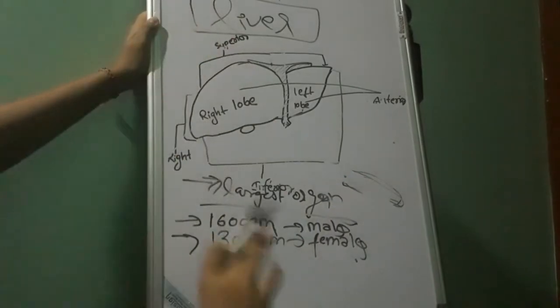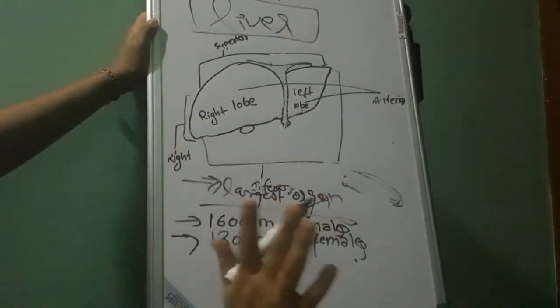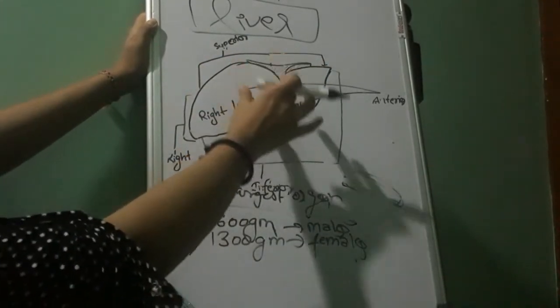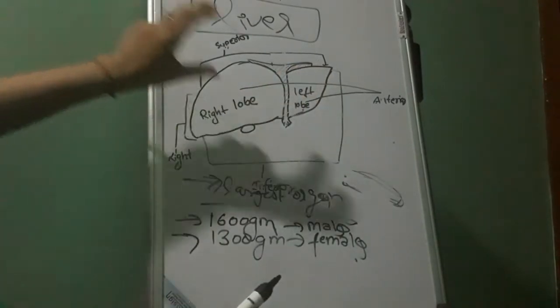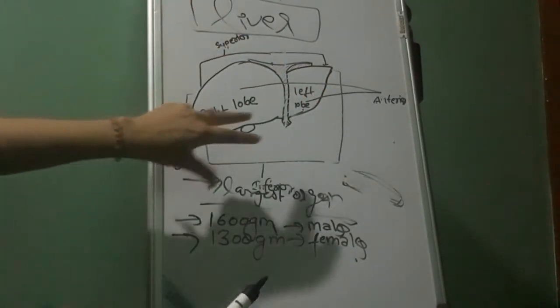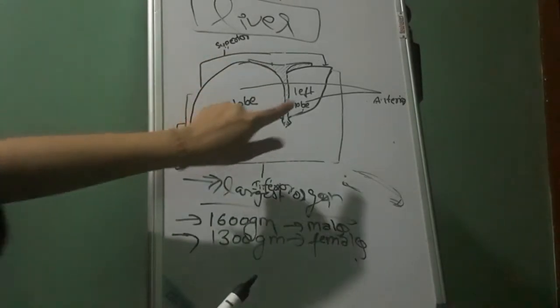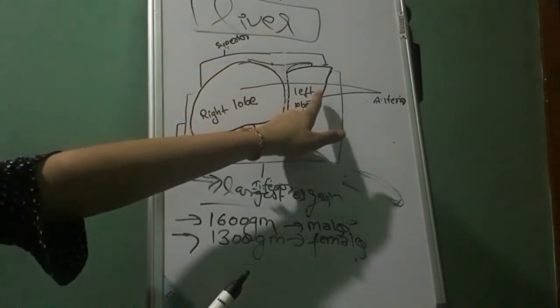It is divided into five lobes, but anteriorly we can see two lobes. There are two major lobes, the right lobe and the left lobe. The right lobe is the largest one, almost five-sixths of the liver, whereas the left lobe is small. So this is the right lobe and this is the left lobe.